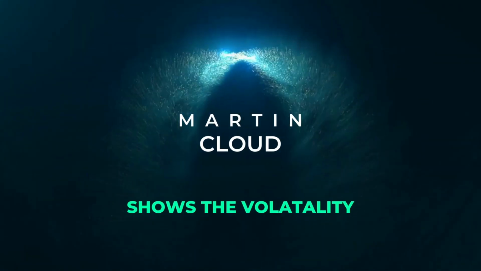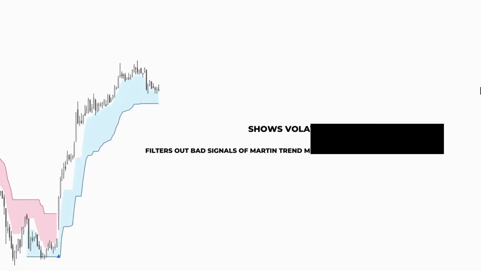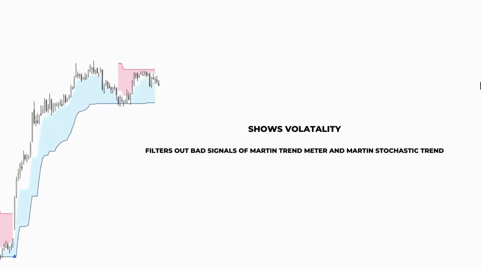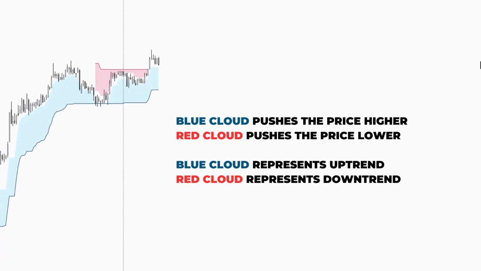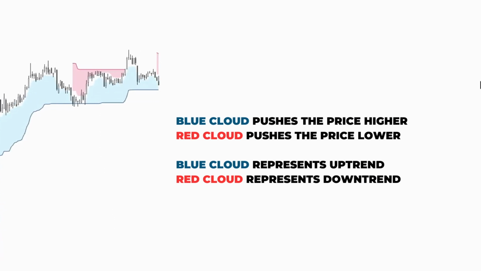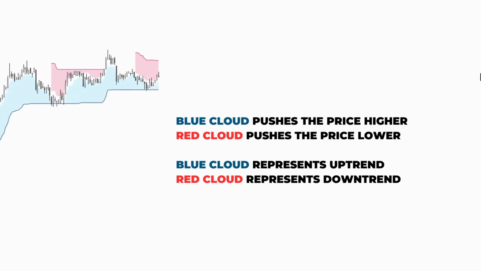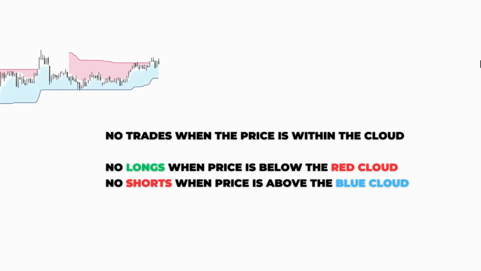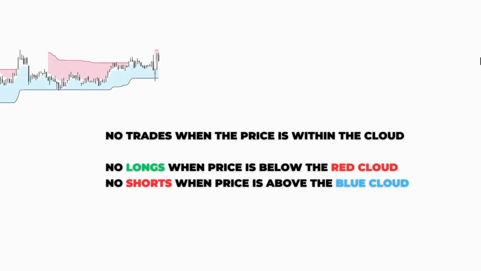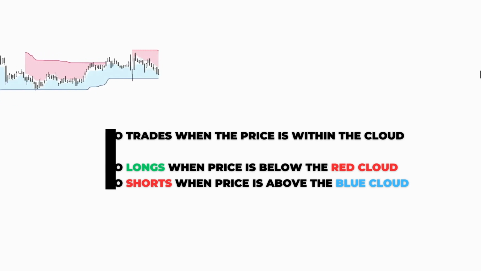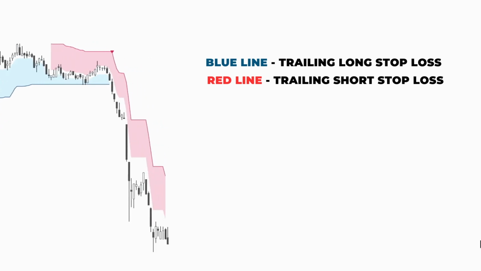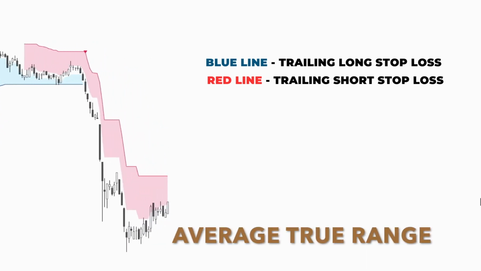Now let's see about Martin Cloud. Martin Cloud is coded to gauge the asset's volatility and acts as a filter for the trend meter and stochastic trend signals. Clouds also represent dynamic support and resistance. The blue line represents support and the red line represents resistance. Rules are simple. First, do not trade any signals when the price is in between the 2 clouds. No longs when price is below the red cloud, and no shorts when price is above the blue cloud. The blue and red lines in the Martin Cloud can also be used as trailing stop loss, as they are an improvised version of average true range.